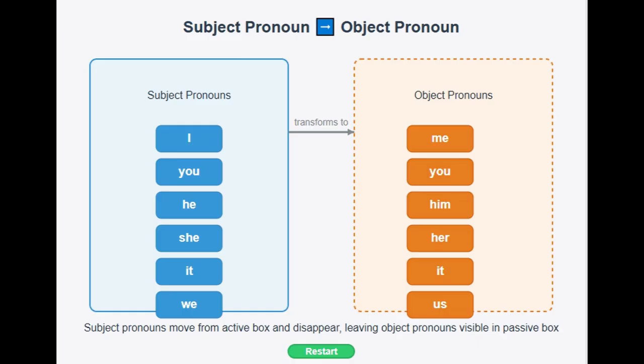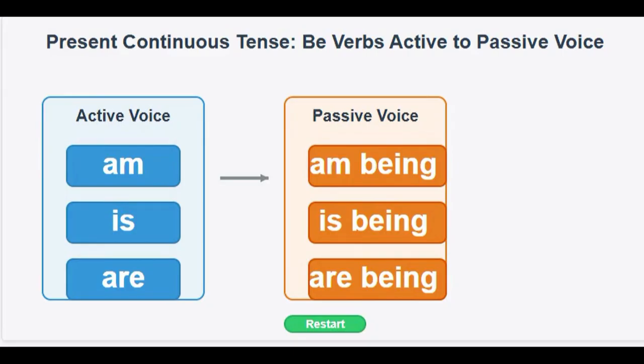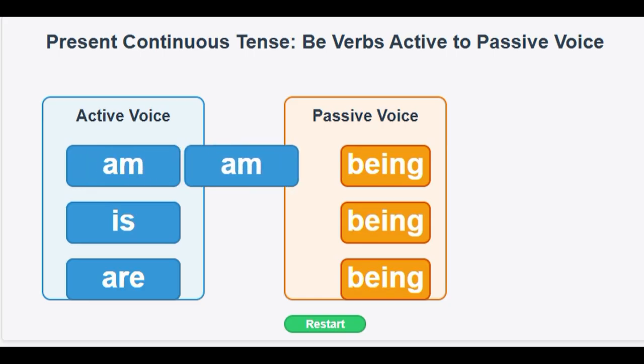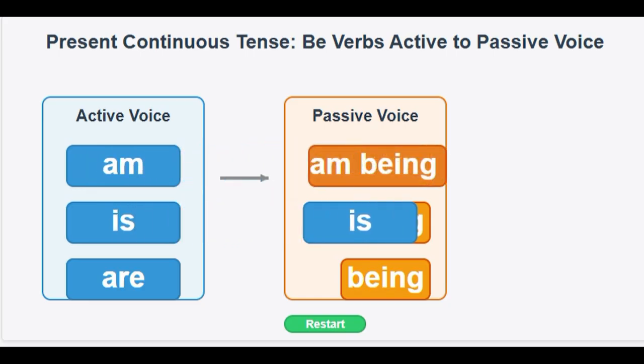There are few things we must keep in mind before going into making passive voice sentences. Remember how subject pronouns transform into object pronouns. And then learn how helping verbs transform from active voice to passive voice. Helping verb being means some actions going on now.